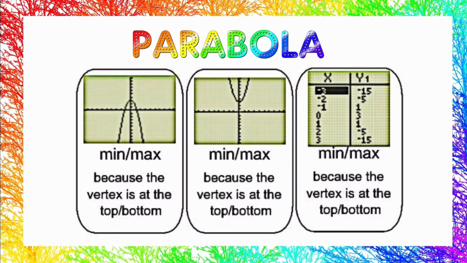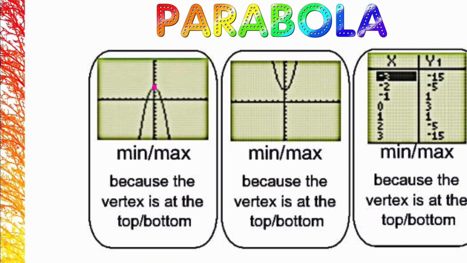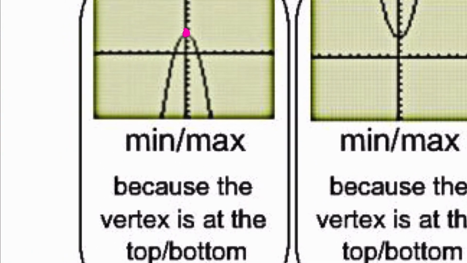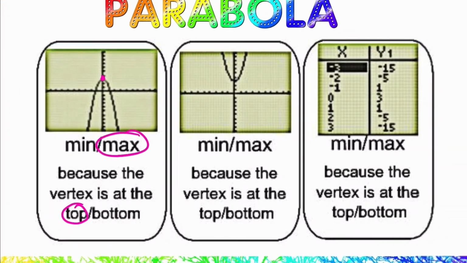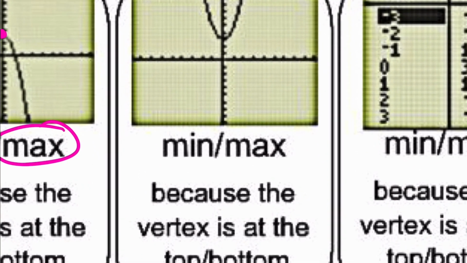So let's look at this first parabola. Would you say that this first one, I'll zoom in here, has a minimum or a maximum? This is going to have a maximum because the vertex is at the top. Let's look at the next one in the middle. Would you say that this parabola has a minimum or a maximum, and why? This is a minimum because the vertex is at the bottom.